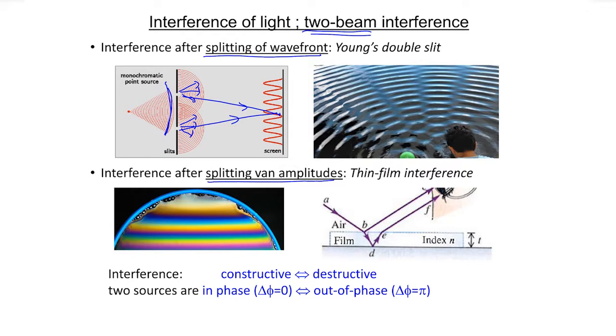Splitting the amplitude occurs, for instance, when you consider reflection from a thin film, where you have the reflection from the top, the first surface, and from the bottom surface. These two split beams are beams where you split the amplitude of the incident wave effectively, and where you also get interference. In both cases, the interference is just the addition of two sources, which can be either constructive or destructive, depending on whether the sources are in phase or out of phase.